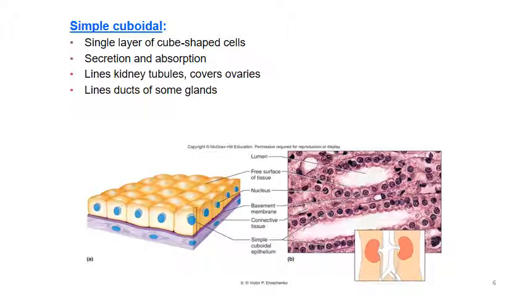Next one, the simple cuboidal. So now the cells are more cube-shaped. This is for secretion and absorption. You're going to learn more about this in A&P2 when you learn about the kidneys. But so know that a good example of the location is the kidneys for this.